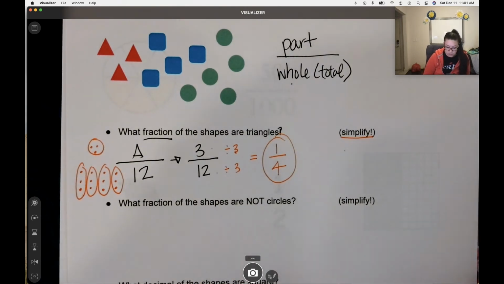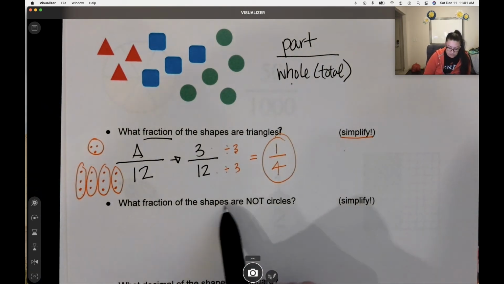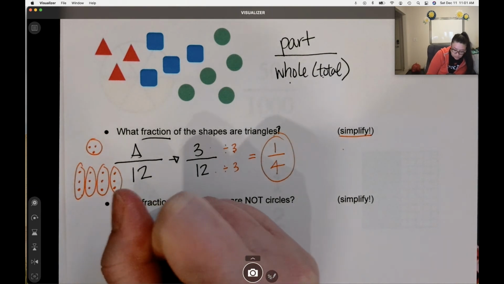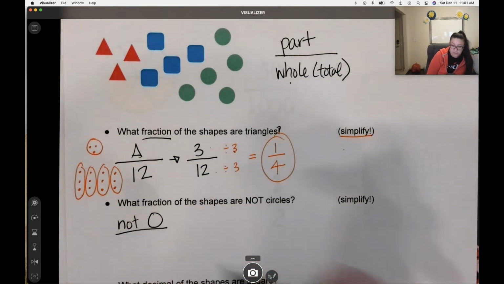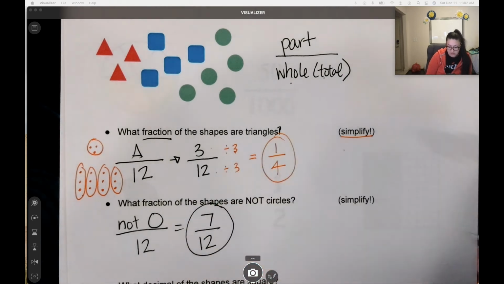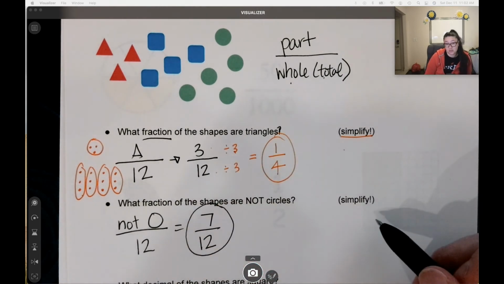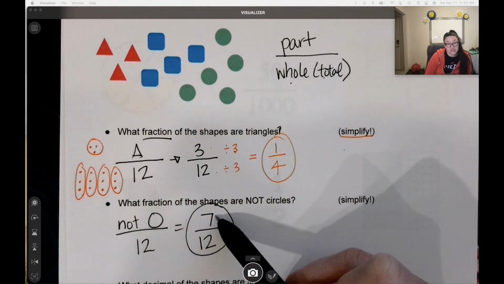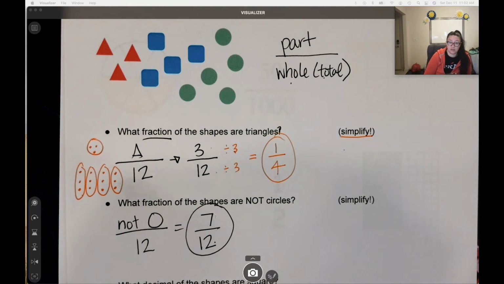Try this next one on your own. We're looking for the shapes that are not circles. Go ahead, pause the video. Try this one on your own. Simplify if you can. For this one, you should get 7/12. We actually can't simplify this one. There's no number that goes evenly into 7 and 12.